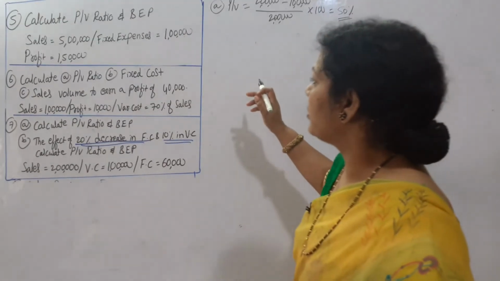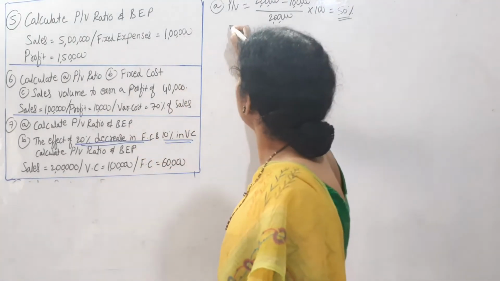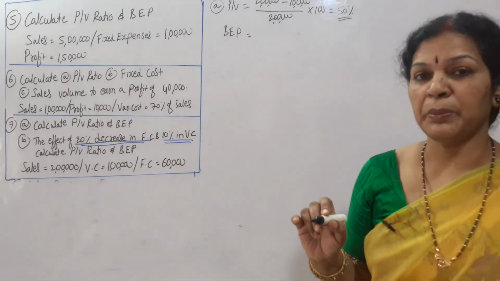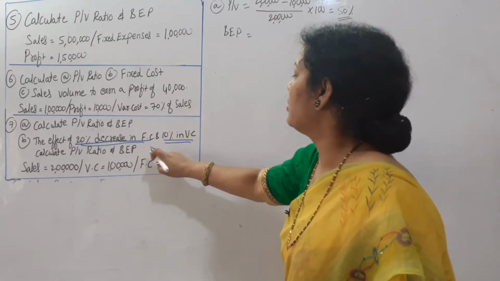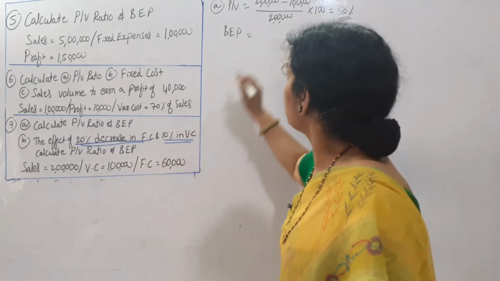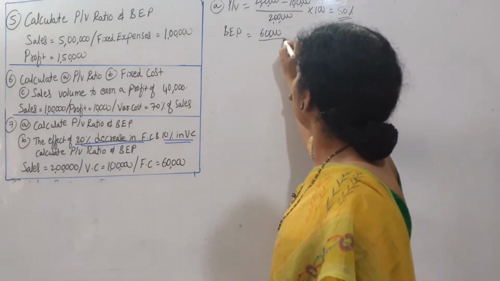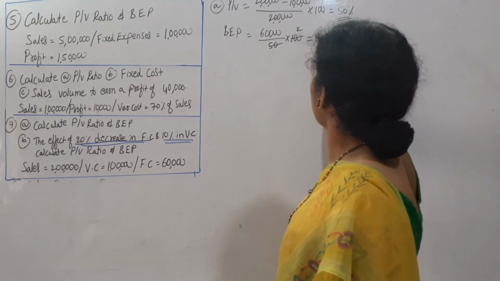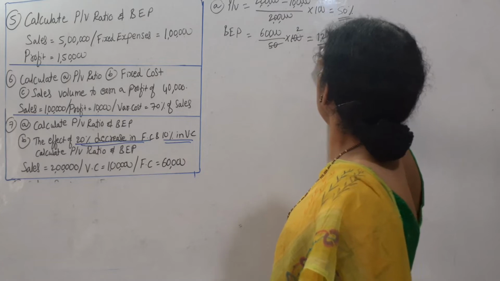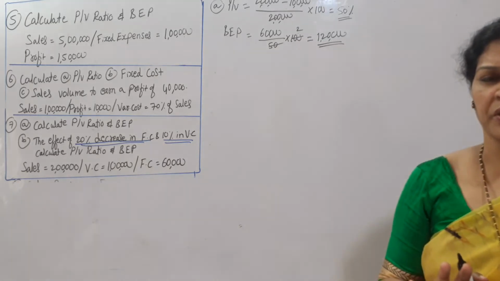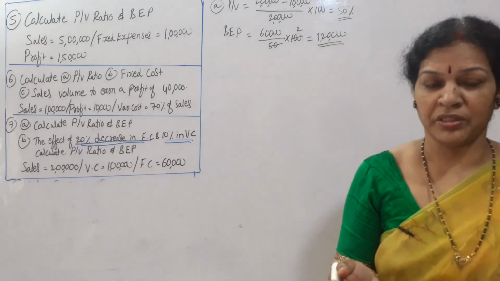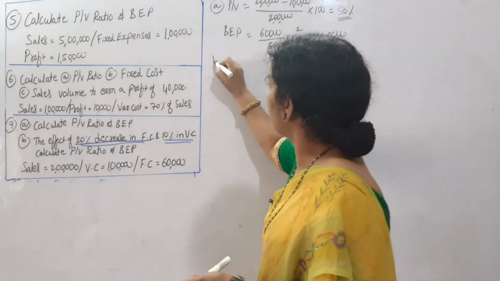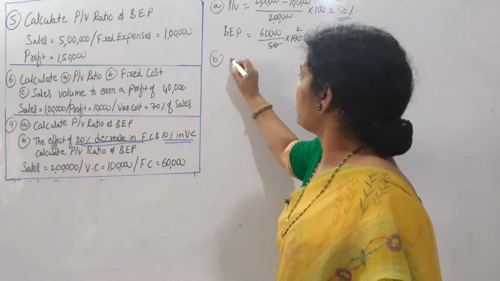Then BEP. BEP is, you know, formula is fixed cost by PV ratio. Fixed cost is here, 60,000 by PV ratio. PV ratio is 50, into 100. 1,20,000. BEP is 1,20,000. This is simple calculation. I didn't write the formulas because you know the formulas. I didn't write, but in exam you have to write it. Next, we will take the second bit. Here, 20% decrease in fixed cost.